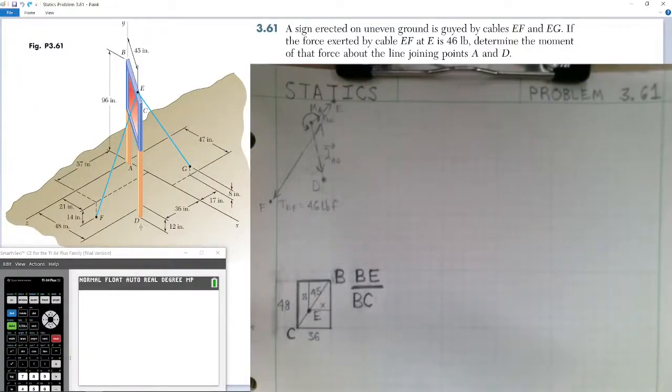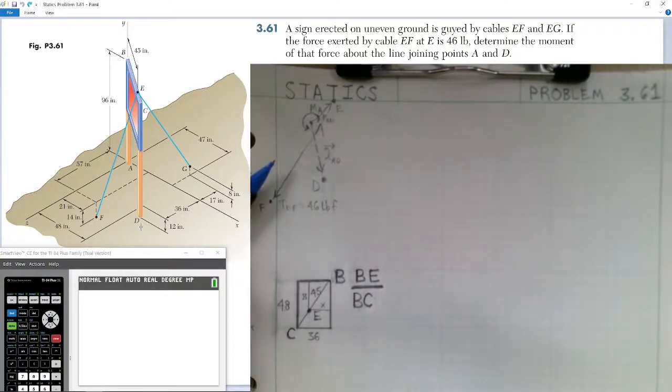Today we're covering number 61 from chapter 3. Problem 61 says, a sign erected on uneven ground is guided by cables EF and EG. If the force exerted by cable EF is 46 pounds, determine the moment of that force about the line joining points A and D. So a little explanation of what we're solving for.